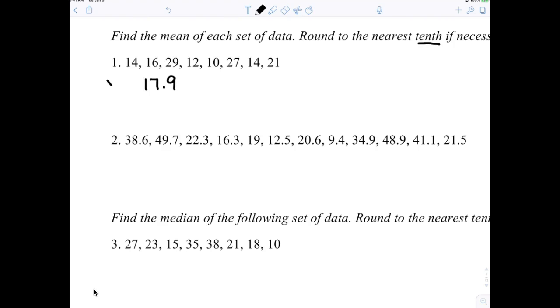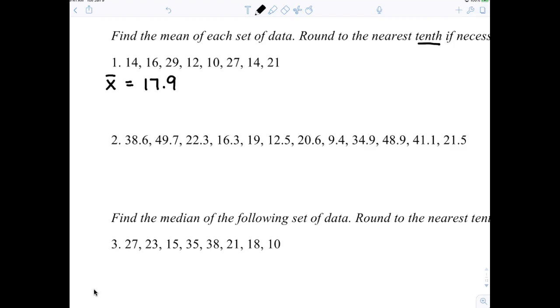Everybody do me a favor. I want you to remember this symbol: X bar. Put that down. X bar, that's a fancy way of saying what? Yeah, the mean, or the average. Okay? X bar.